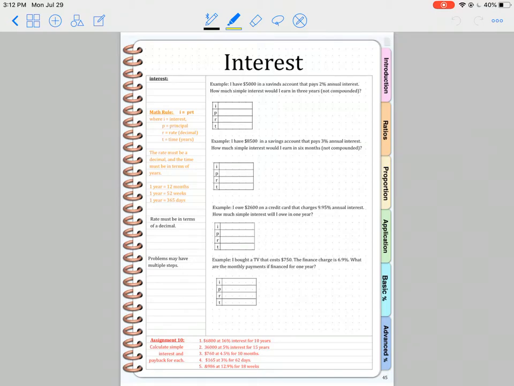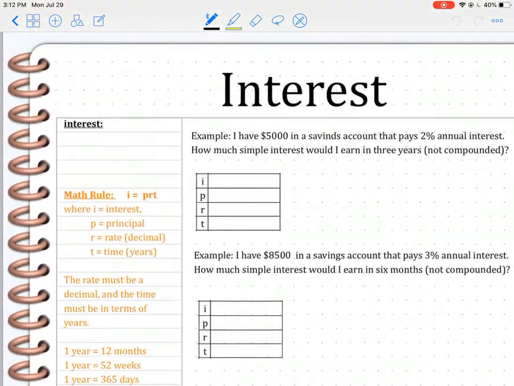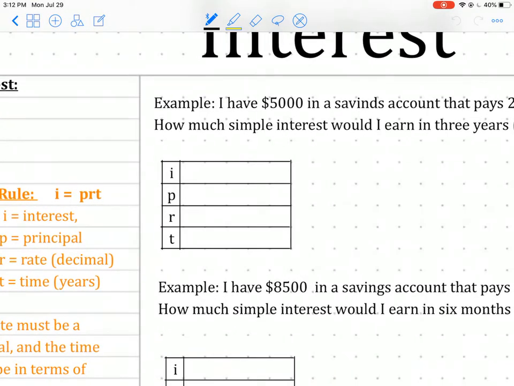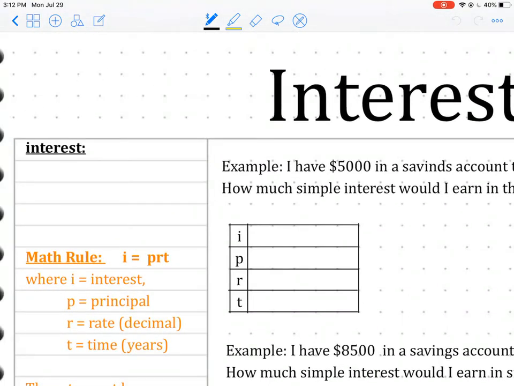I am on page 45 of the student work text and we are looking at interest problems today. So let me first of all give you the definition of interest. Interest is a charge paid on an original principal.